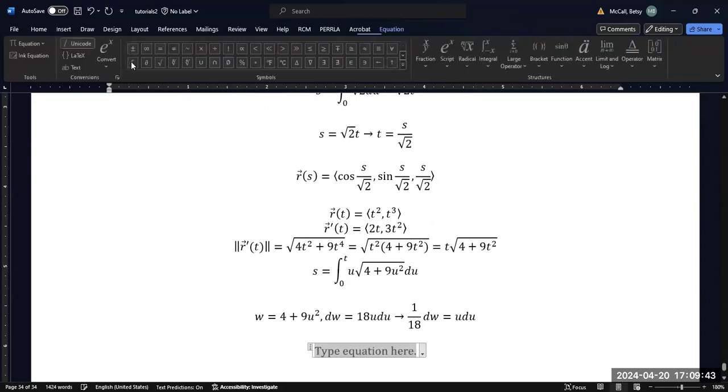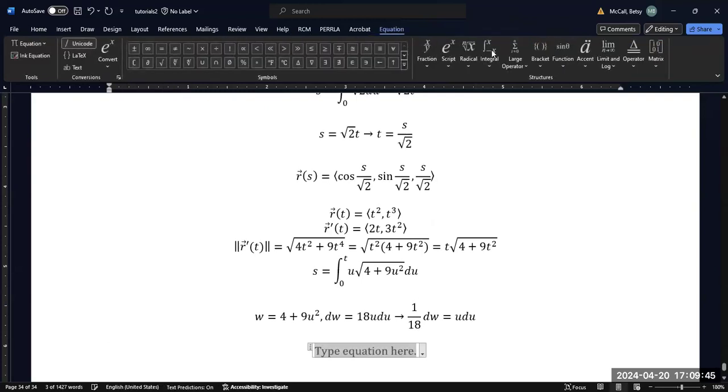And so my integral, and I'm going to leave out the limits for the time being, is 1/18 times the integral of w to the 1/2 dw. That is going to be 1/18 times, since that's going to be the 3/2 power, 2/3 w to the 3/2 power.